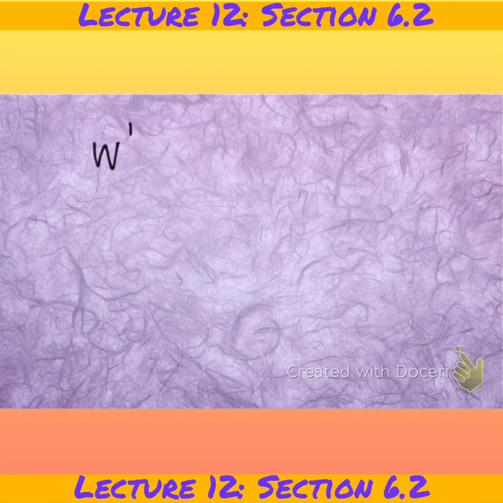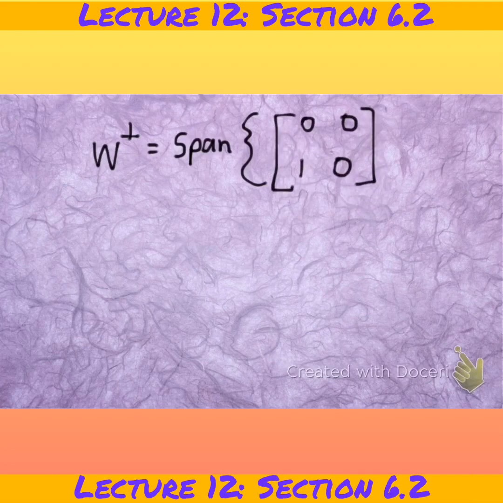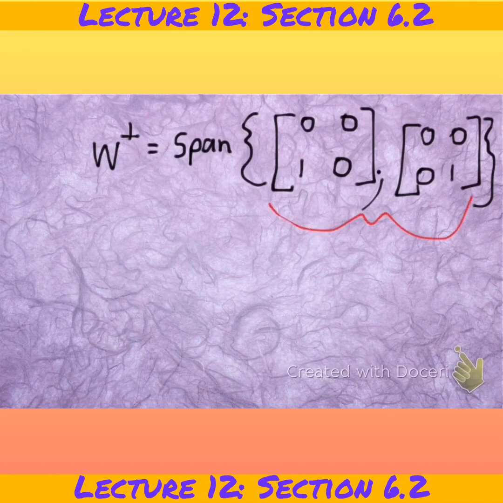So the orthogonal complement of W is going to be the span of the following two vectors. There's my first basis vector, and there's my second basis vector. Okay, so there's my basis. That is my basis for the orthogonal complement.